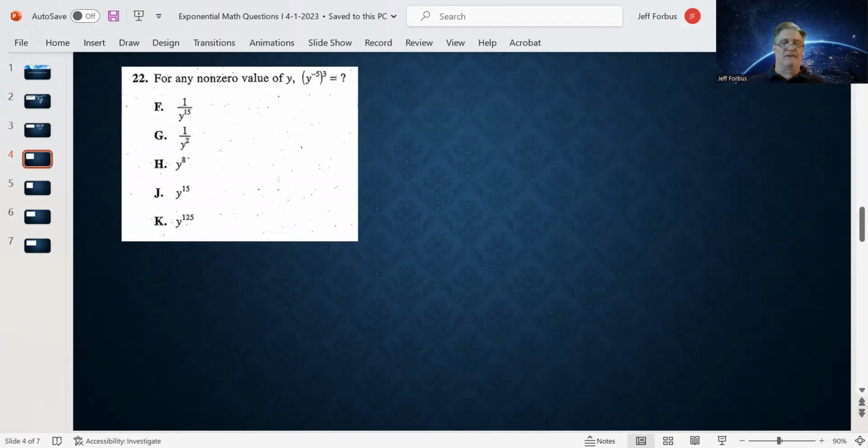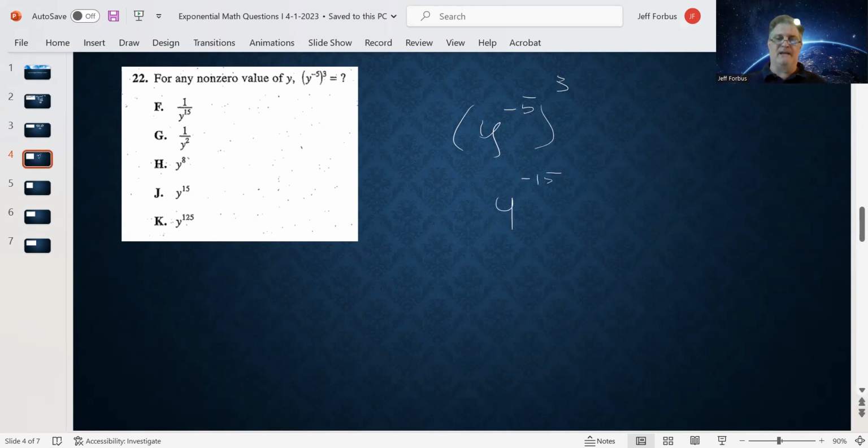Now, for any non-zero value of y, y to the negative 5 raised to the 3rd power is what? All right. So we have y to the negative 5th raised to the 3rd power. Let's go ahead and take care of our exponents. So that's going to give us a negative 5 times 3, which is a negative 15.